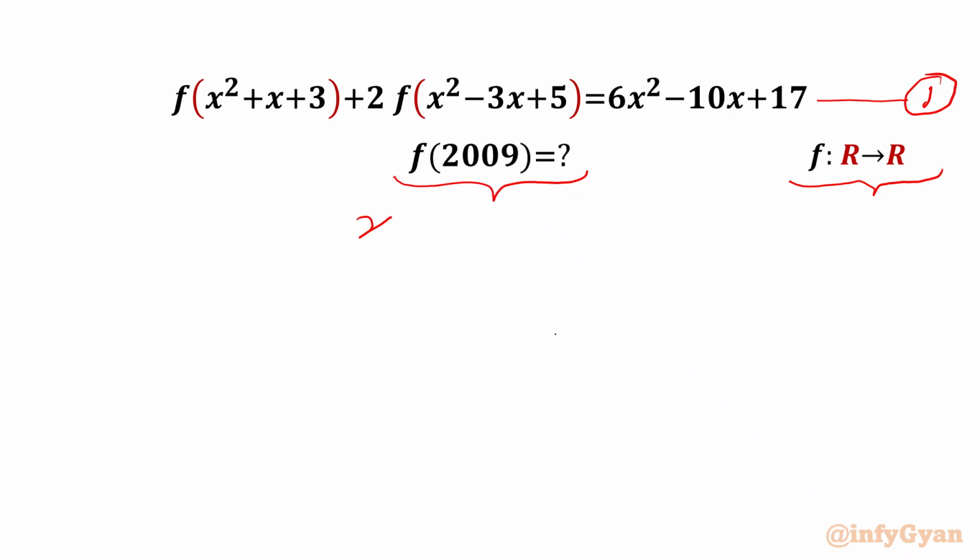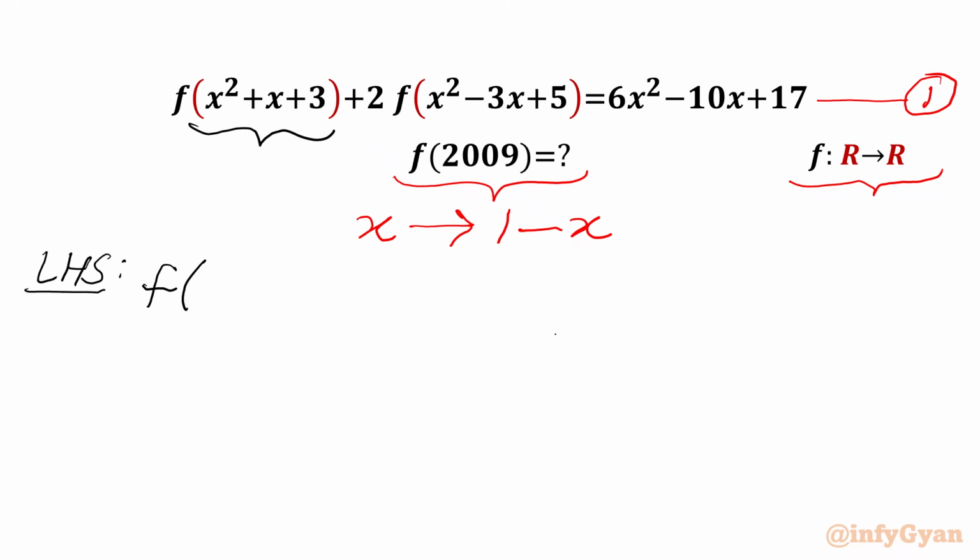Now I will be replacing our function variable x with 1 minus x. So we have to put 1 minus x everywhere where x is written right now. I will calculate LHS and RHS separately. So let us find LHS first. f of x square is there, so we'll write 1 minus x whole square.